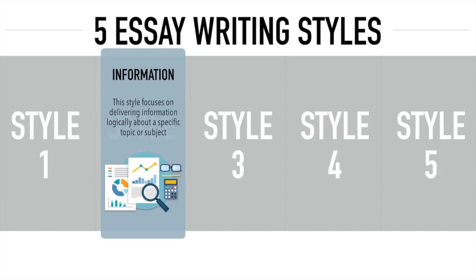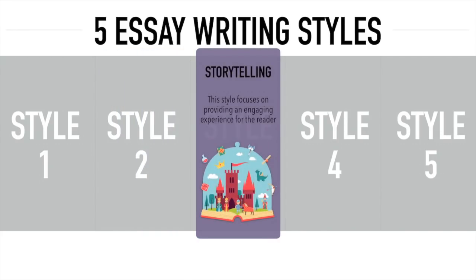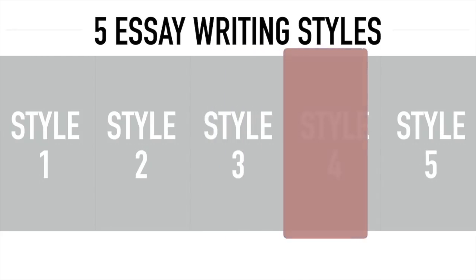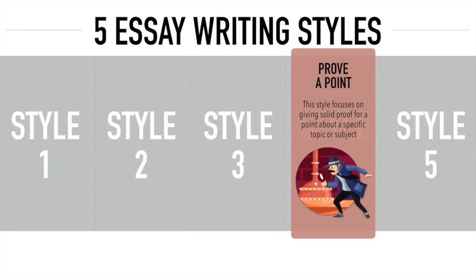Then you have the information style. It focuses on delivering information logically about a specific topic or subject. Then you have the storytelling style. This style focuses on providing an engaging experience for the reader. And you have the prove a point style. It focuses on giving solid or good proof for a point you have about a specific topic or subject.